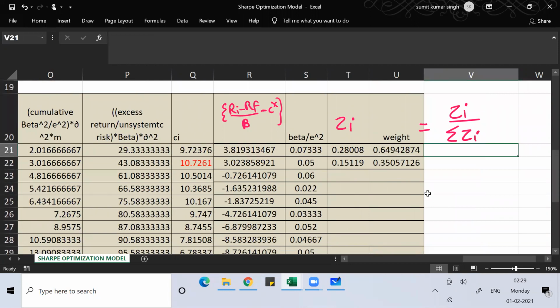So what is the weight? The weight of a stock in the portfolio we can easily find once we get the ZI values. The sum total of all the ZI values, and the individual ZI value, we consider to determine the weight. This is the formula of weight: the individual ZI value divided by the total ZI value. That will give us the weight of the stock which needs to be put in the portfolio.